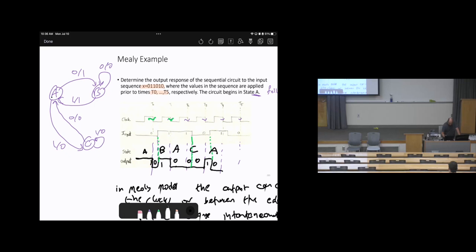For the next update, we are at state A. The input is 1. The output is 0. It will go to state C. So the next state is state C. Now in state C, what will happen to the inputs? In state C, the input is 1. Let's go to state C, which is here. If the input is 1, it will remain at C with the output 0. Therefore, the output will be 0.